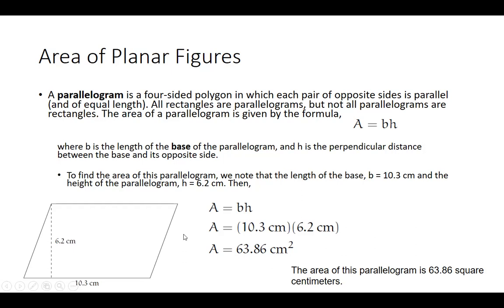So to find the area of this parallelogram, we note that the length of the base is 10.3 centimeters and the height is 6.2 centimeters, and we plug these into the formula. 10.3 centimeters times 6.2 centimeters gives us 63.86 square centimeters. Centimeters times centimeters gives us square centimeters. So the area of this parallelogram is 63.86 square centimeters.